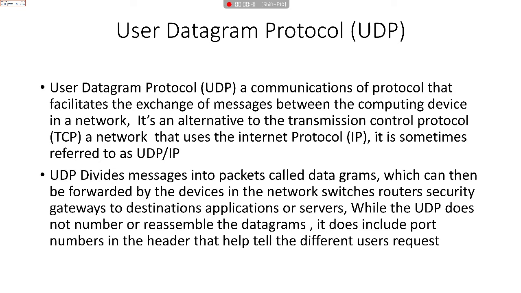Now, UDP divides messages into packets called a datagram, which then can be forwarded by the device's network switches, routers, and security gateways to the destination applications or servers, where UDP does not number or reassemble the datagrams. It does include port numbers and the header to help differentiate user requests. Now, in the next slide, I'm going to be showing you exactly what I mean about this.